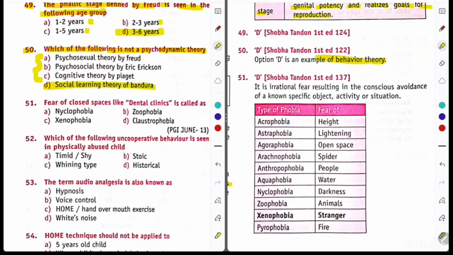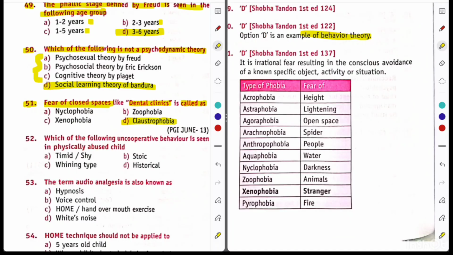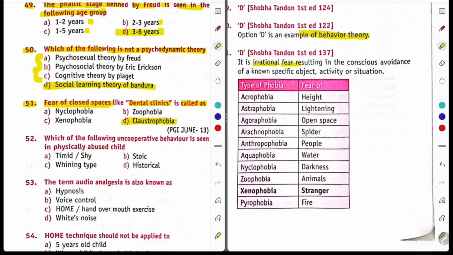Now question 51. Fear of closed spaces like dental clinics is called as. So the answer is option D claustrophobia. Fear of closed spaces is claustrophobia. Explanation is phobia is an irrational fear resulting in the conscious avoidance of a known specific object, activity or situation. Types of phobia: acrophobia is the fear of height. Astrophobia is the fear of lightning. Agoraphobia, fear of open space.